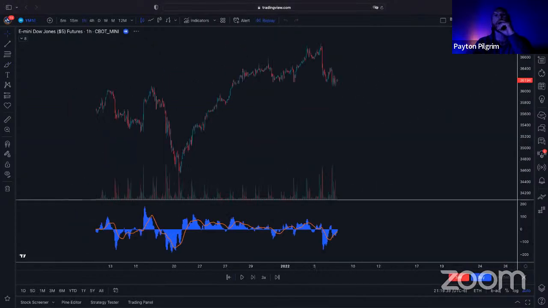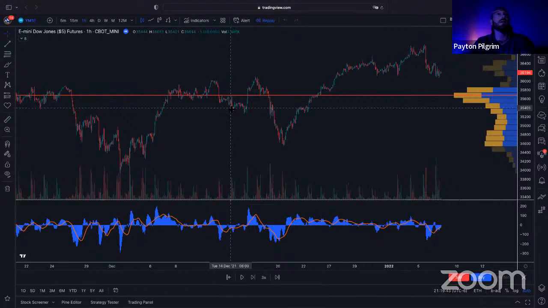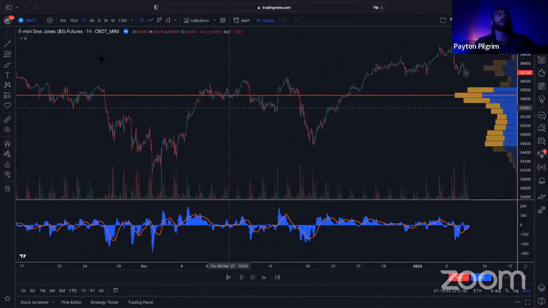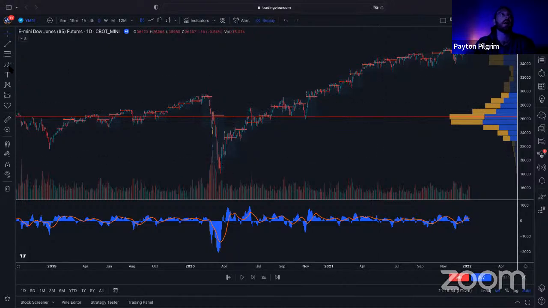Okay, random spot right here. And this is where we're gonna start. What we're going to do is not look at the weekly at all. We're just going to go daily down for our analysis. And we're going to try to keep everything very black and white, even though trading is not like that, right?